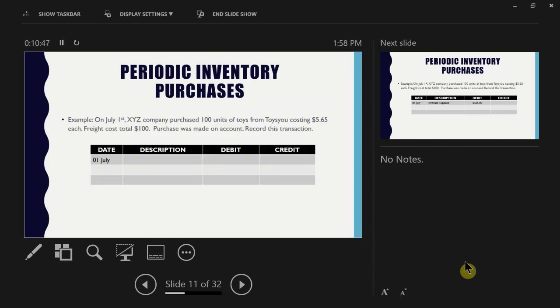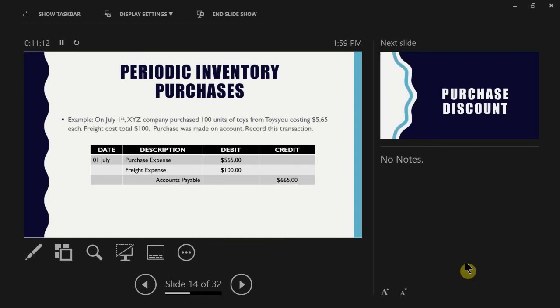Now, just like when we journalize a purchase, we're going to recognize first what our purchase price was, or what we purchased the items for. In this case, we purchased 100 items at $5.65. So boom, it should be $565. And then we recognize freight. Freight was $100. And whether you paid on account or you paid with cash, in this case, I paid on account. I'm going to recognize my accounts payable for the full amount.